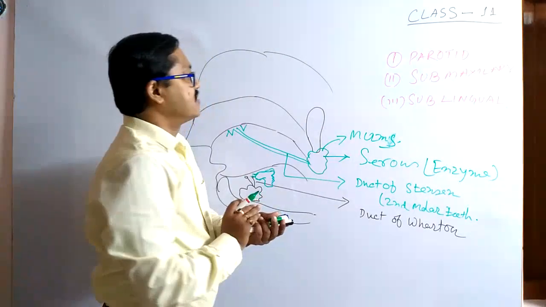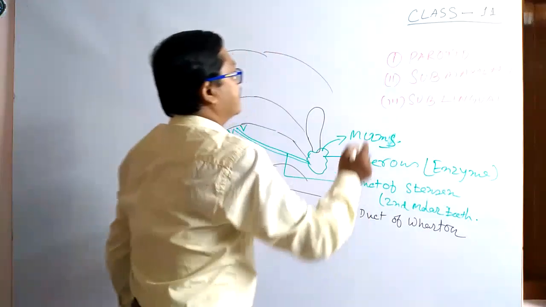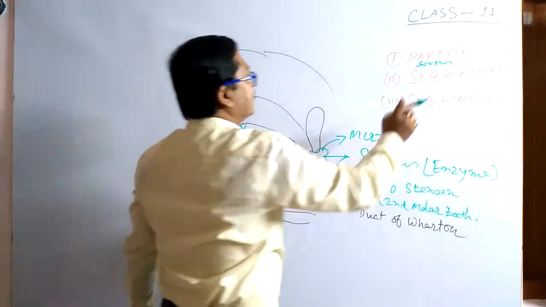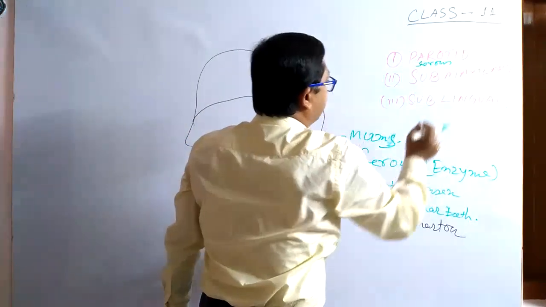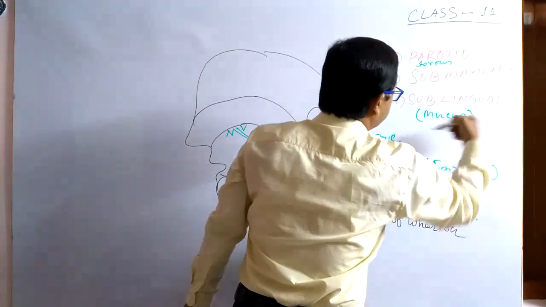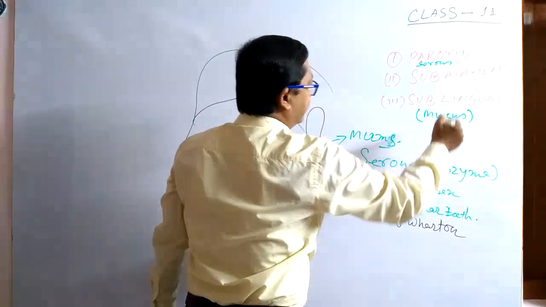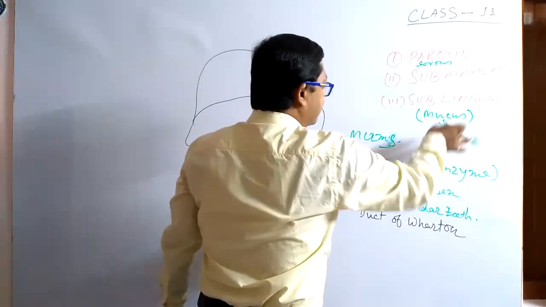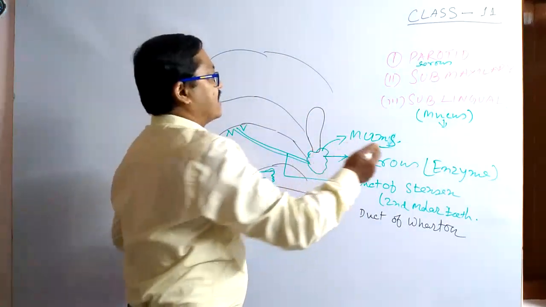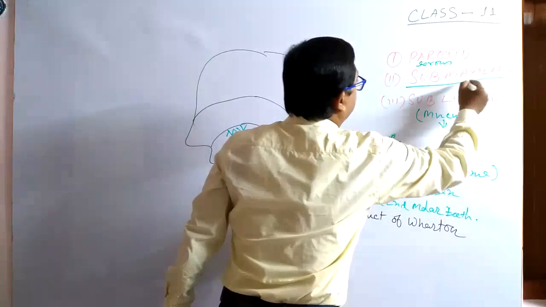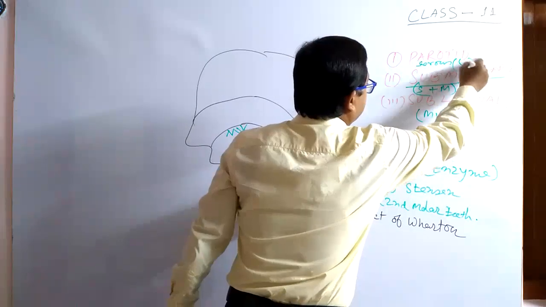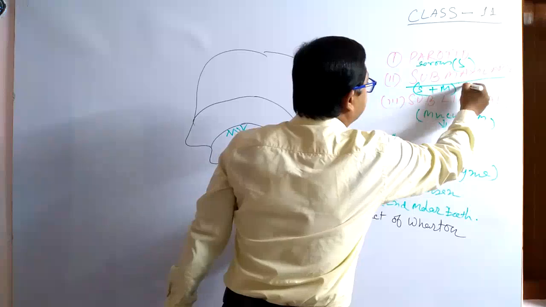Now a question arises about the nature of the parotid gland. Parotid is a serous type, that means enzyme-rich material is secreted from this serous gland. The sublingual gland is a mucus secreting gland. Mucus is a glycoprotein, and it provides a slimy appearance within our mouth. The submaxillary or submandibular gland is a mixed type, serous plus mucus. S plus M, that is the mixed.